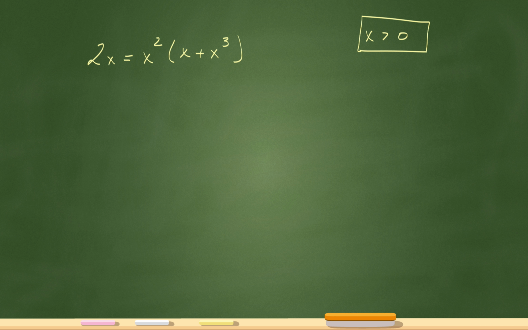x greater than 0, what is a possible solution to the equation? Okay, so it's 2x equals x squared times the quantity of x plus x root 3. The problem tells me x has to be greater than 0. Alright, so let's get started.